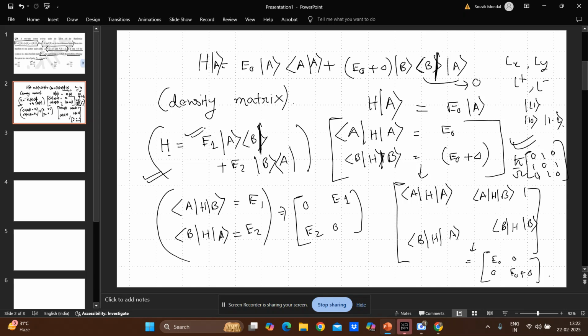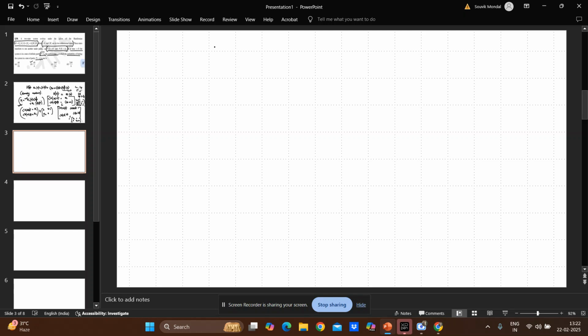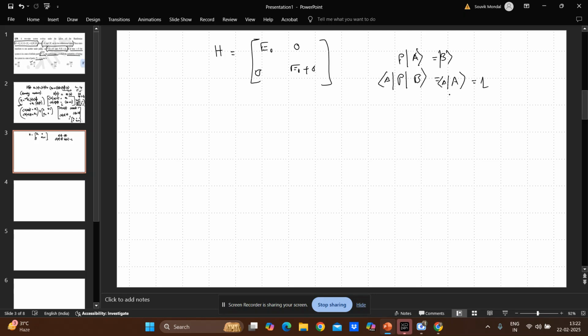I just gave an example about how to construct the matrix from this kind of given data. Okay. So that is fine. So H is your E naught, 0, 0, E naught plus delta. And similarly, what is your parity operator? They already mentioned that the parity operator acts like this. Okay. It will flip the states. So if you act on a from the right side, this will give you b, and it is equal to 1, right? And if you act on b from the right side, you will get a, and this will give you 1.